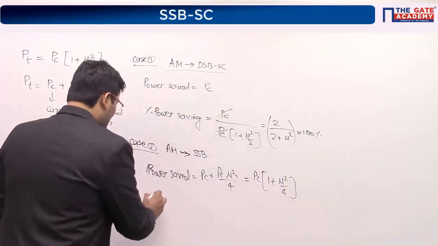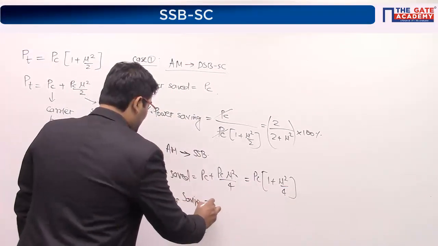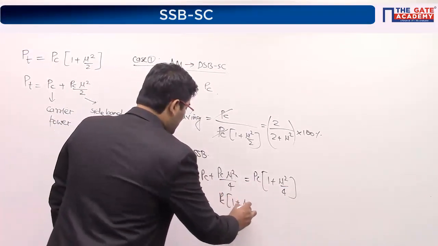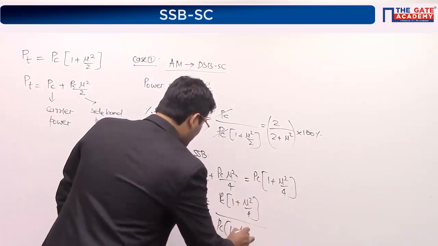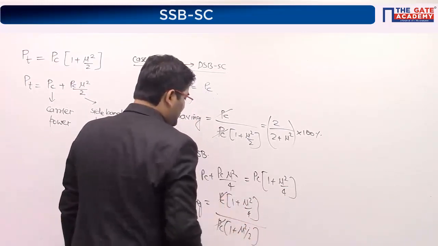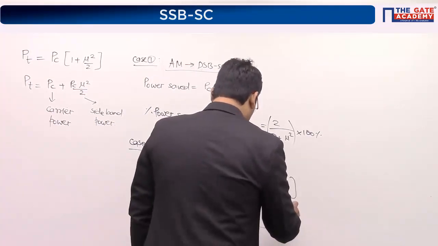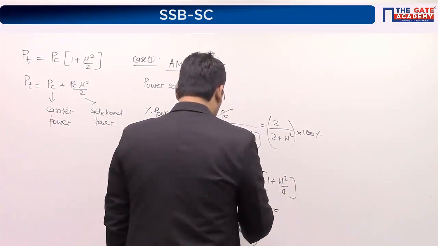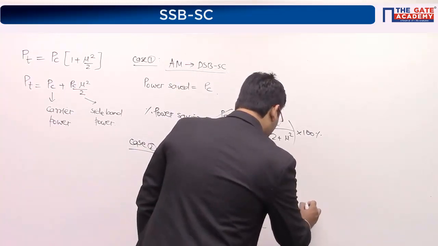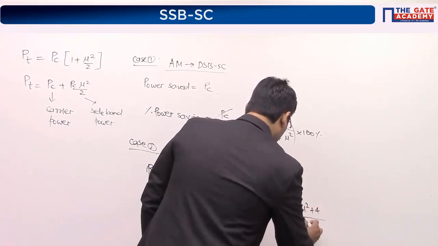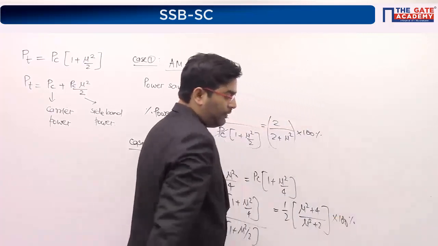So what will the percent power saving be? PC (1 plus mu square by 4) divided by PC (1 plus mu square by 2). PC cancels. So finally, writing 4 plus mu square by 4 over 2 plus mu square by 2, the 2 will go up, so it will be half, giving (mu square plus 4) upon (mu square plus 2) into 100 percent. Have a look.